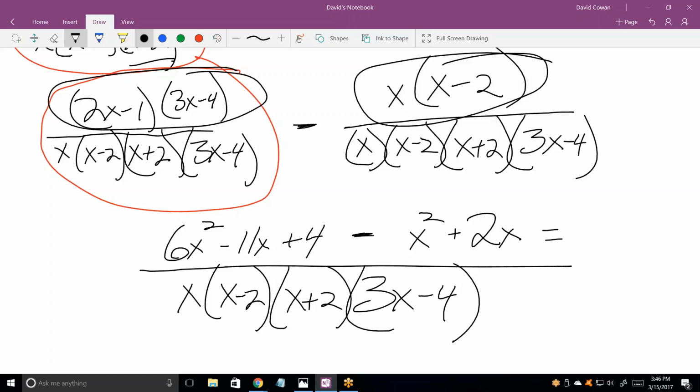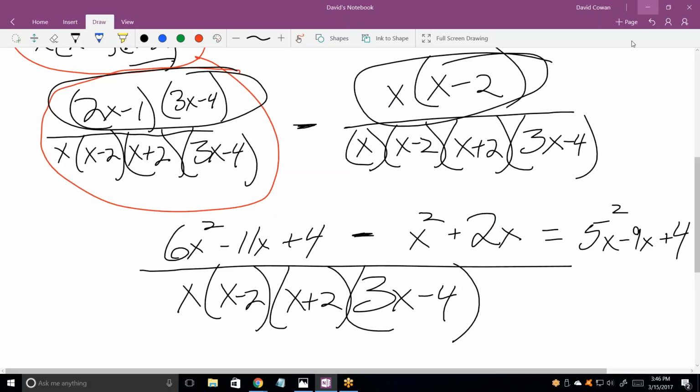How many total x squareds do you have? 7. You got 6 minus 1. So it's 5x squared. Okay, how many total x's do you have? Negative 9x. And what's the total number? Plus 4. Okay. And then, do you have to factor that?